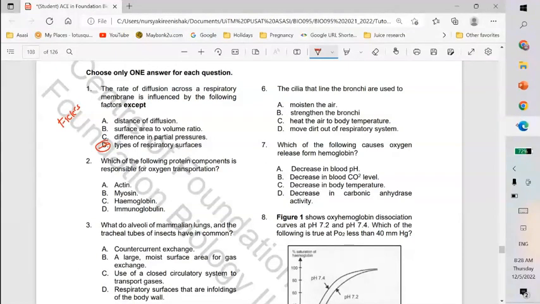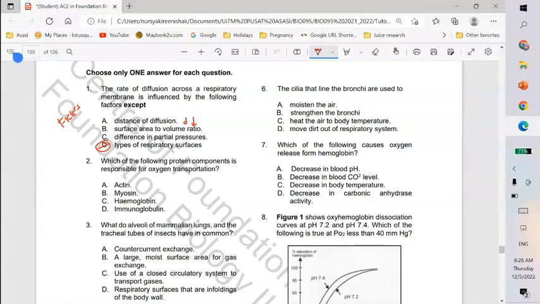So distance of diffusion, small d, to increase the rate of diffusion, it should decrease. Short distance. So the wall of the alveolus and also the wall of blood capillaries are one cell thick. This shortens the distance for gases to diffuse through and increases the rate of respiration.